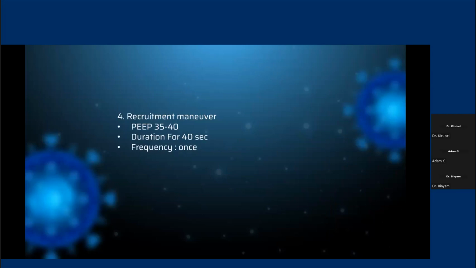The fourth recruitment maneuver: you can use a PEEP of 30 to 40 centimeters of water for a duration of 40 seconds. Then after that you will decrease the PEEP to the previous mode, and you should not do this more than once. Why? As we discussed previously, high PEEP is a very dangerous thing, associated with its own cardiovascular complications and lung issues. So it should not be done more than once, and this is one of the ways to recruit atelectatic lungs.